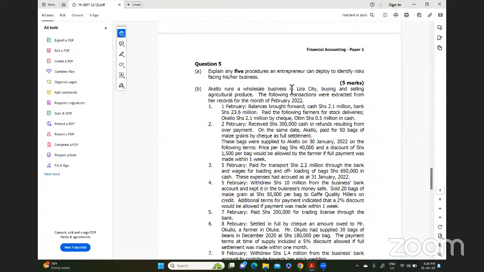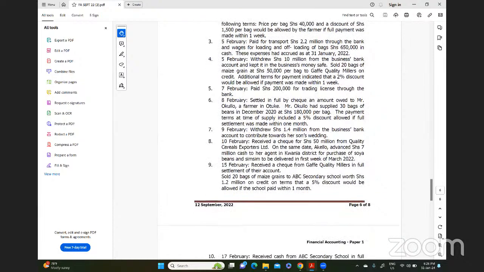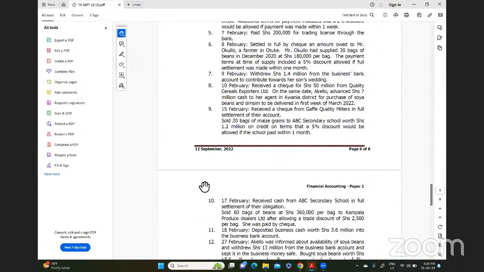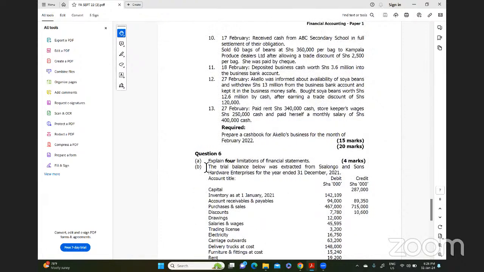So guys, we are saying that Akelo runs a wholesale business in Lira City, buying and selling agricultural produce. The following transactions were extracted from her records for the month of February 2022. Now the requirement is we are required to prepare a cash book for Akelo's business for the month of February 2022. Now these are always low-hanging fruits that everyone should be able to get.